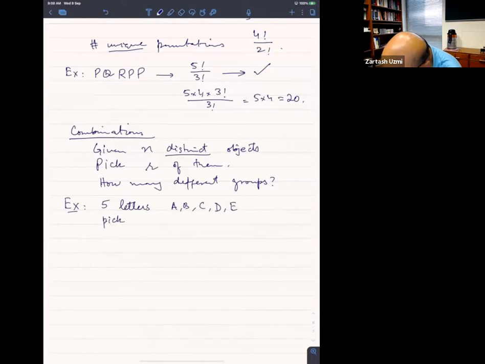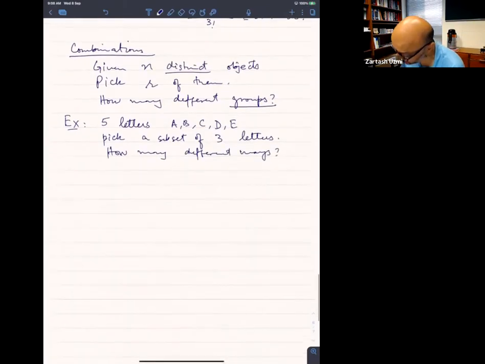Pick a subset of 3 letters. How many different ways? Yeah, how many different groups? It's the same thing. How many different ways can you pick these 3 letters? Let me give you some examples. A, C, D, this is one possibility. Everyone agrees with that, right? A, D, E, another possibility. B, C, D, another possibility, and so on and so forth.